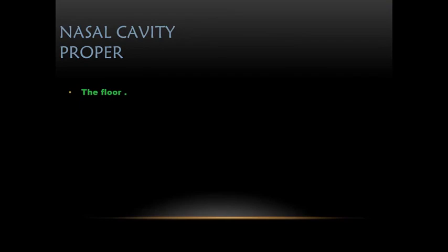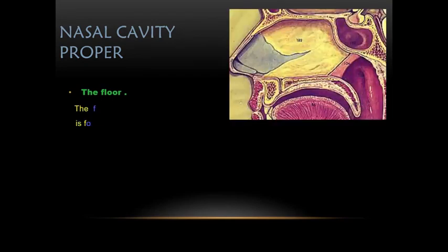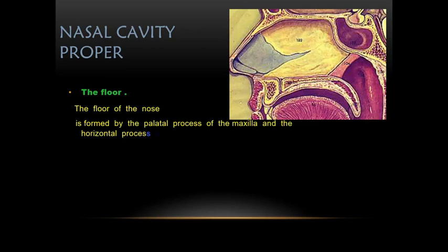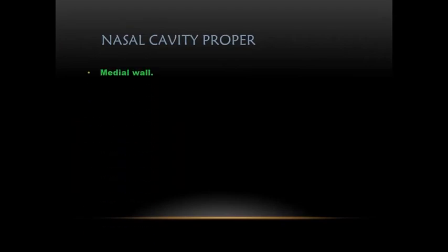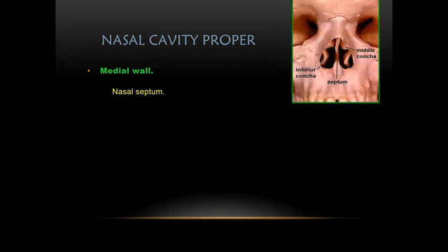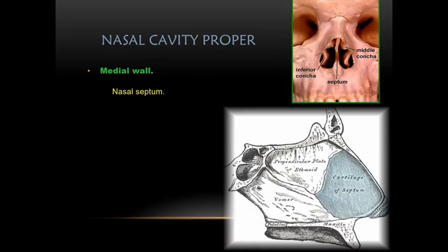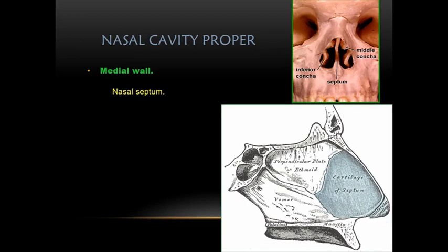The floor of the nasal cavity proper is formed by the palatal process of the maxilla and the horizontal process of the palate bones. The medial wall of the nasal cavity proper is formed by the nasal septum. Can you see it in the midline of the nose, separating the right side from the left side?